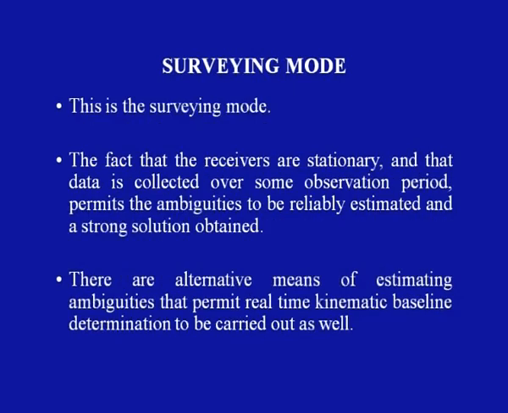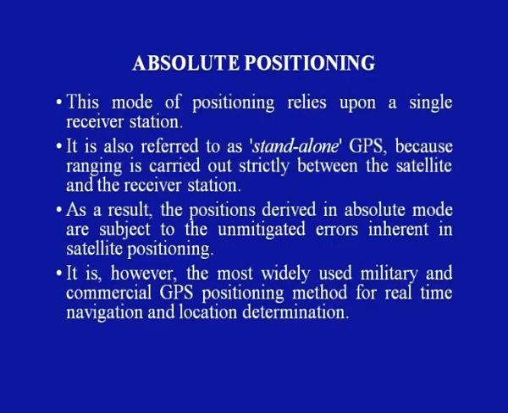Given the fact that the GPS receivers are stationary and that the data is collected over some observation period, this permits the ambiguities to be reliably estimated and a strong solution can be obtained. There are alternative means of estimating ambiguities that permit real time kinematic baseline determination to be carried out as well. Coming to the next type of positioning, which is the absolute positioning.